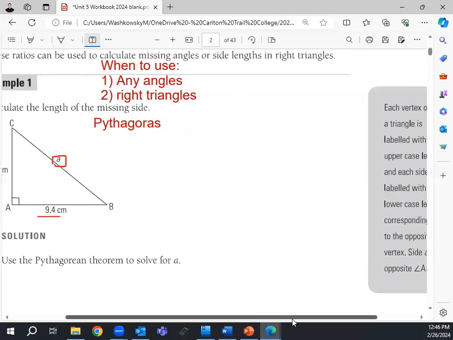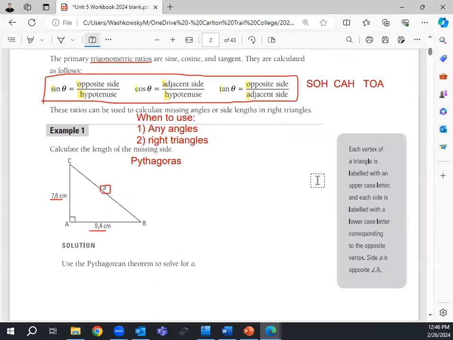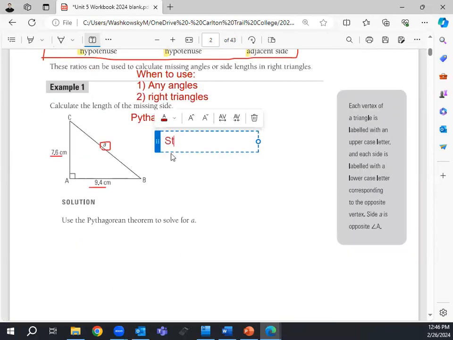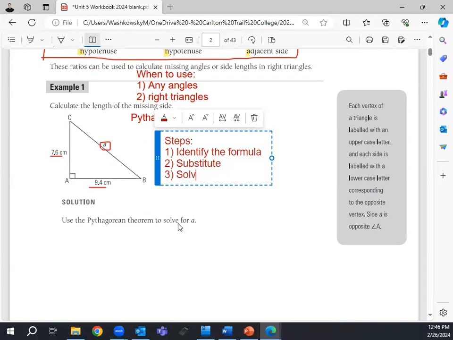So just like before, I know it's been a while, but most of this class is really going to be solved with these steps, right? Step 1 is identify the formula. Like, hey, what do I need to do here? We've identified that I need to use Pythagoras. Step 1 is always what formula? Step 2 is always going to be substitute in. Step 3 is going to be solve and simplify, right?